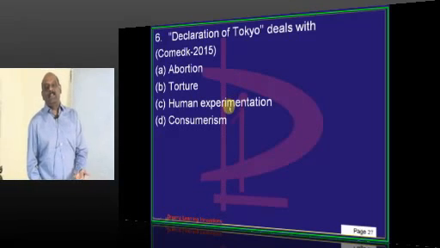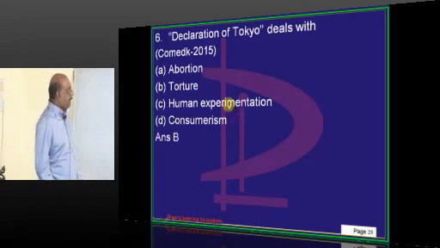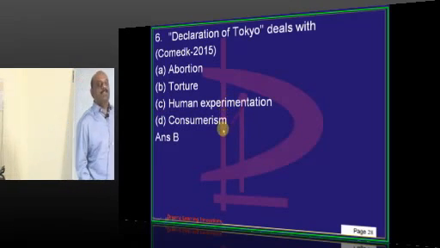Declaration of Tokyo, this was a repeated MCQ. Typically they have decided that there are some rules against torturing.